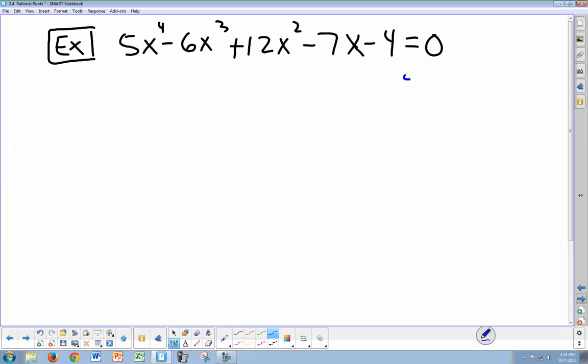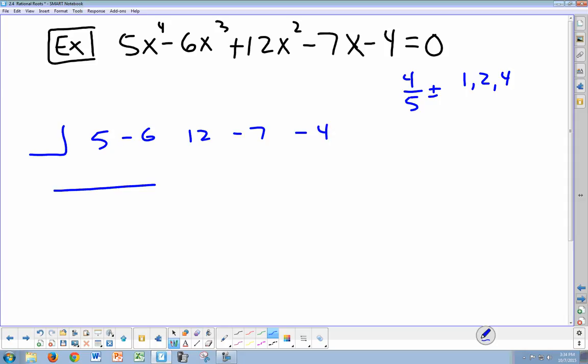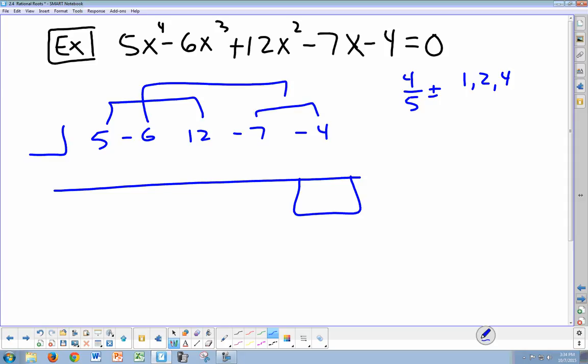This is a 4 in the top and a 5 in the bottom, so we're looking at plus or minus 1 or 2 or 4. I'm not even going to deal with the fractions yet. Let's just take a look at this one. So it's going to be a 5, a negative 6, a 12, a negative 7, and a negative 4. And we're testing some values. Before we get all carried away, notice that the 5 and the 12 makes positive 17, and the negative 6 and these other two guys make a negative 17.